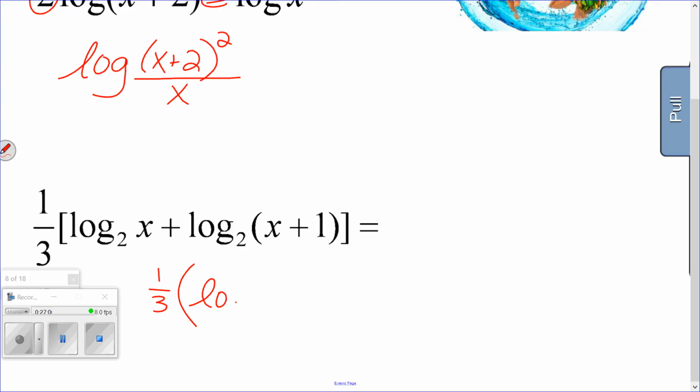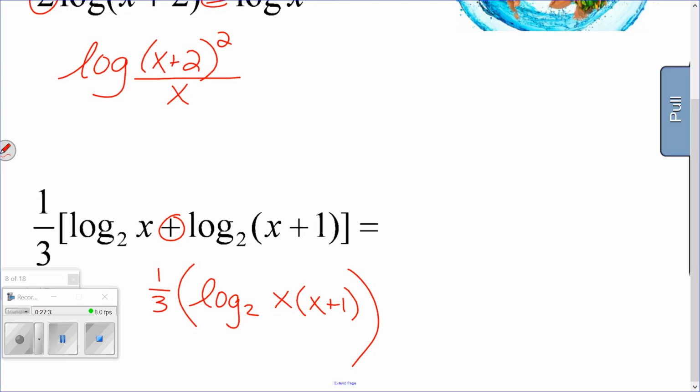So I have log base 2. What is going to happen with the plus sign? Means you're going to multiply them. So I'm multiplying x times x plus 1. Okay. Could I multiply those together? You could distribute it. Do I have to? You don't have to.